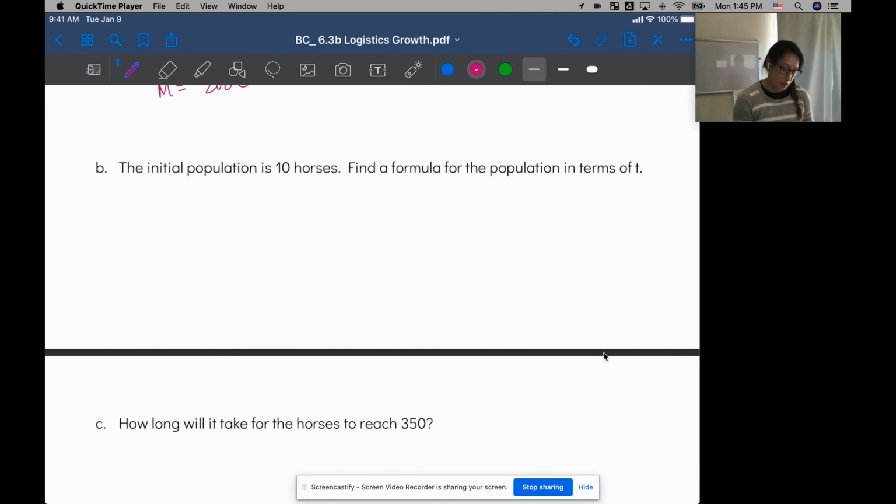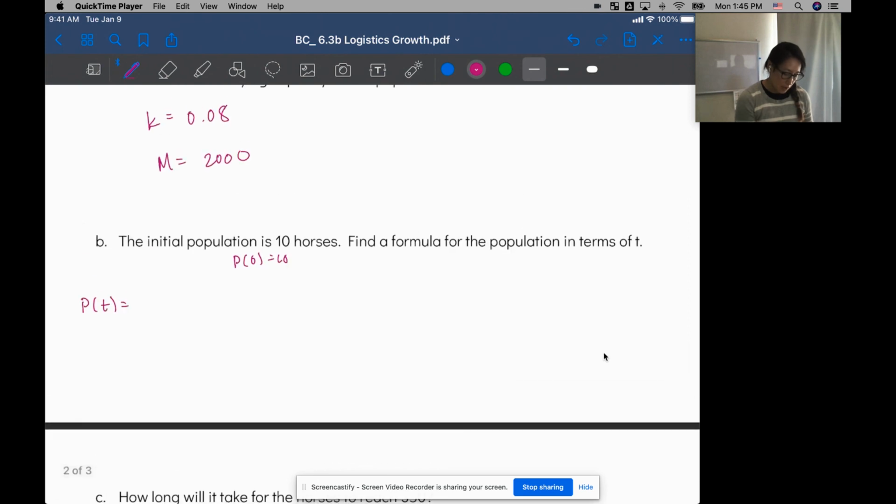All right, next up, it says the initial population is 10 horses, so find the formula for P, the population, in terms of t. So we want P of 0 is equal to 10 as our initial condition. So I have P of t is equal to, let's see, our carrying capacity 2,000 over 1 plus C e to the negative kt. But we actually know what k is, which is negative 0.08t. So now we just need to solve for C.